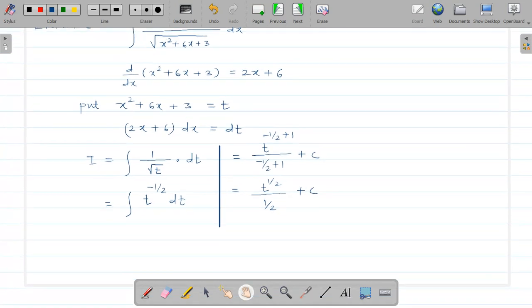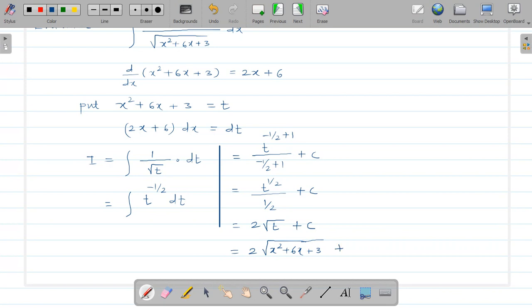Now check this. It is just 2 into root t, since upon 1 by 2 means into 2. So 2 root t plus constant, and hence it is 2 times root of t. Root of t means x square plus 6x plus 3.